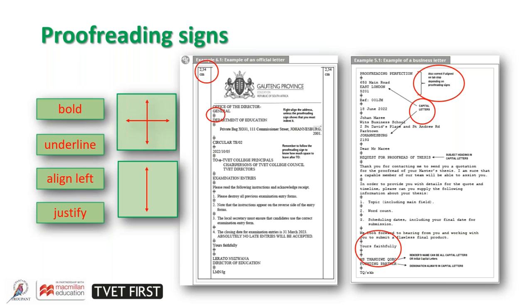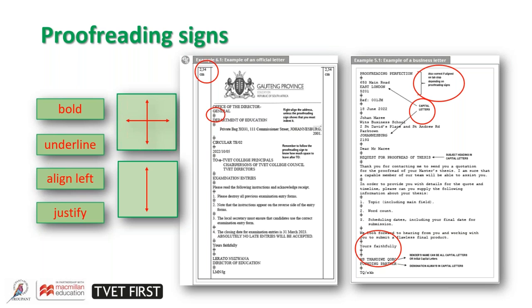Proofreading signs. The examples on the screen are to understand the difference between the different formats for official letters and business letters. In your lecturer's guide is a complete list of proofreading signs.